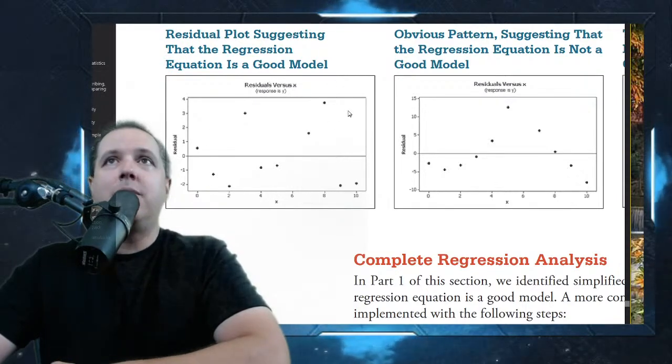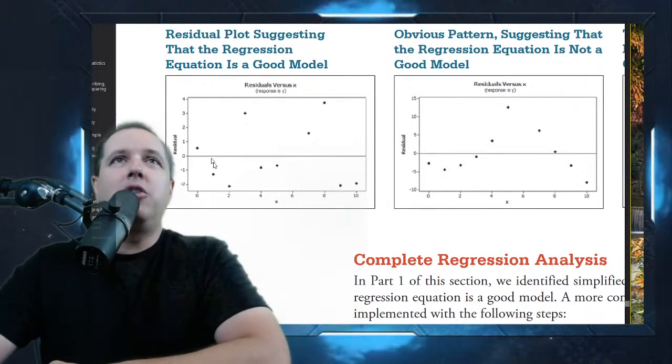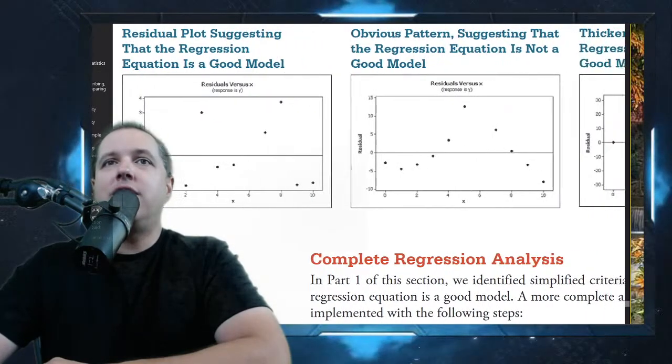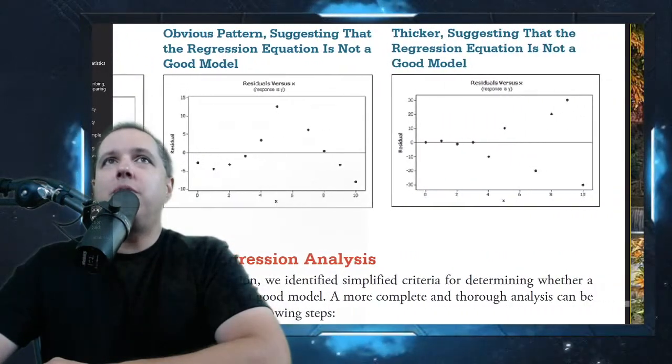That is just a random pattern. Like when I look at this, there's not a pattern, there's not an overall shape. They're kind of all over the place. That's an indication that your regression is probably a good one.